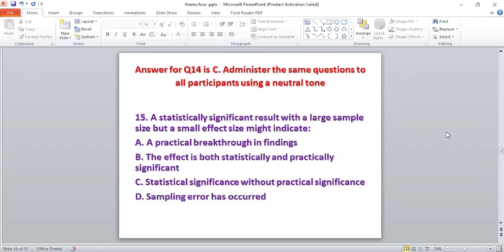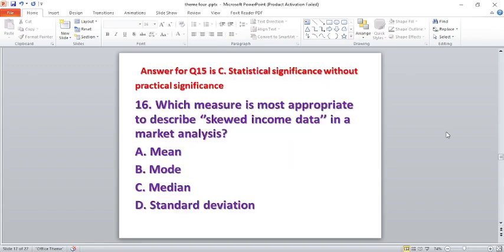Question number 16. Which measure is most appropriate to describe skewed income data in a market analysis? A. Mean. B. Mode. C. Median. D. Standard deviation. The answer for this question is C. Median.